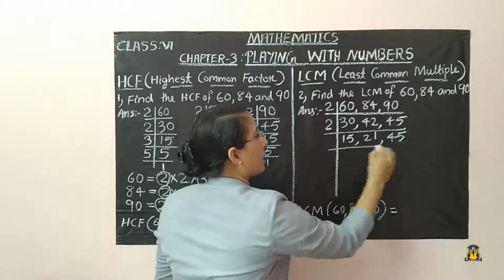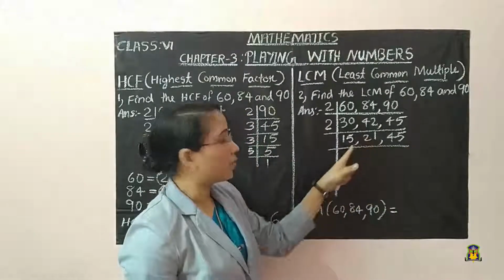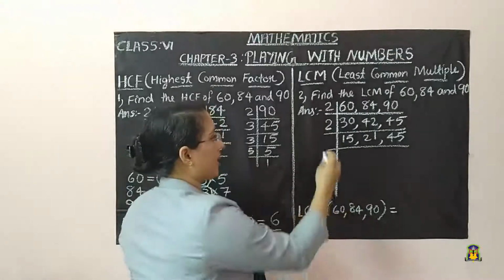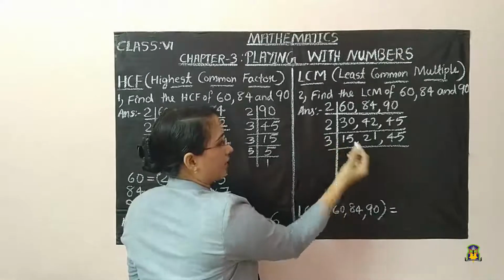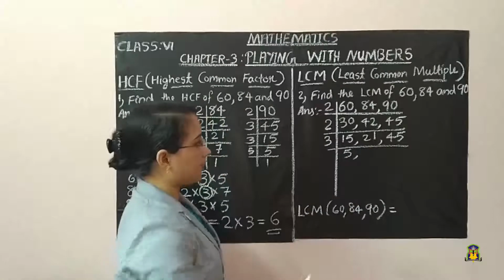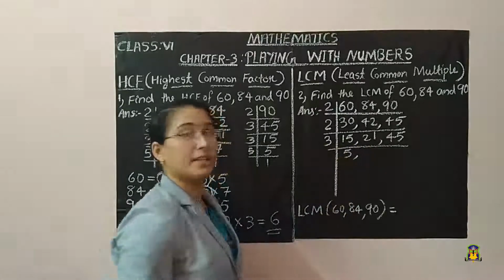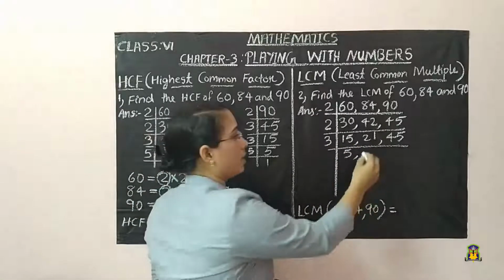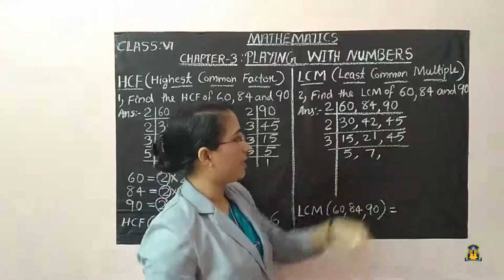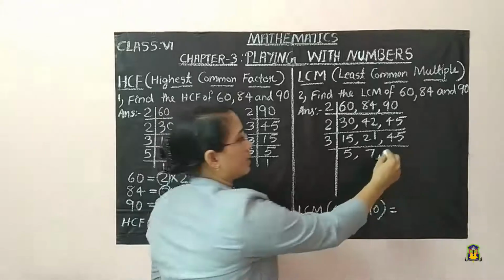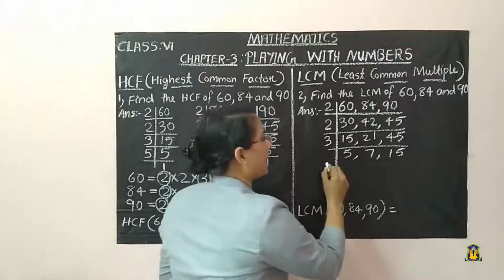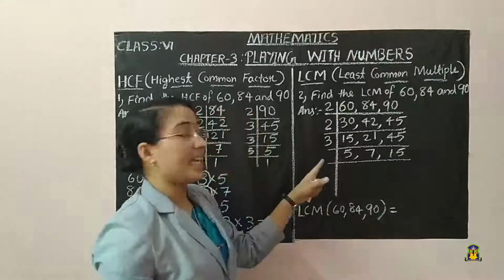After that you can check: is 2 possible for any one of the numbers? No. So we check with 3. Then we write 3 here. For 15, 3 is possible: 5 times 3. How many times is 3 possible in 21? 7 threes are 21. Then what about 45? Is it possible? Yes. How many times? 15 times.